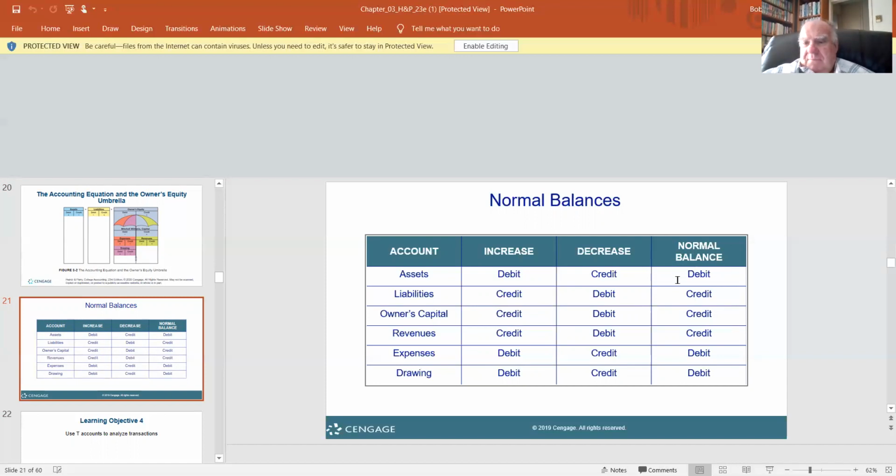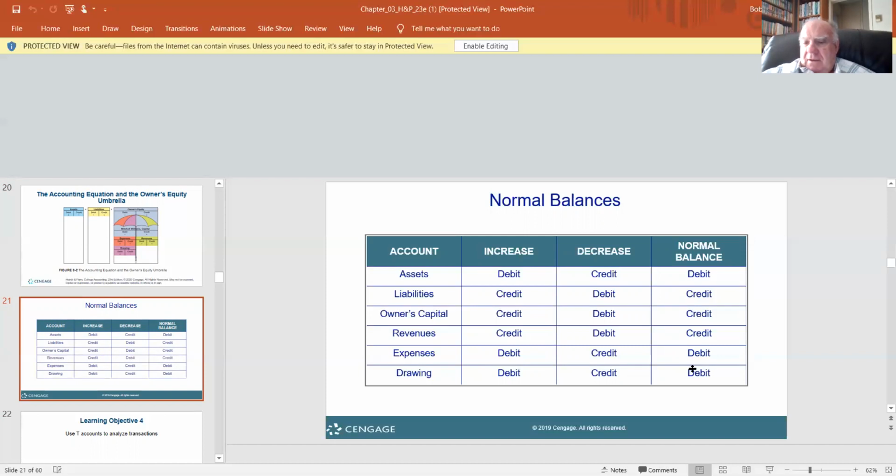Again, assets equal liabilities plus capital. Capital and liabilities have a credit balance. An increase in liabilities requires a credit. Same thing with owner's equity or capital. And then we come to revenues, credit. Once we know revenues are a credit balanced item, a normal balance of a credit, we should figure out that expenses then would have a debit balance.